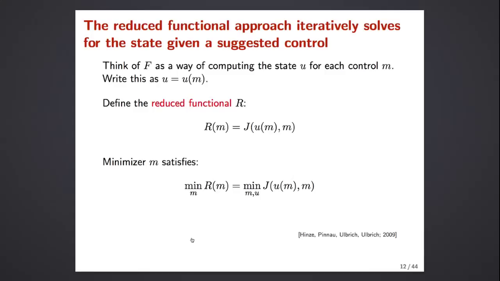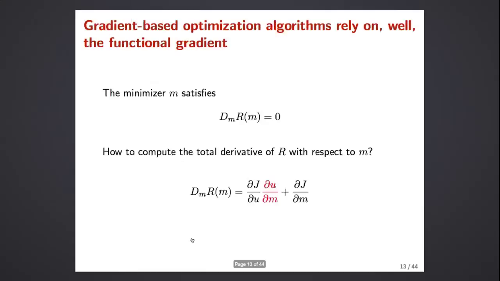Okay. And if we have a functional, or some kind of function, and we'd like to minimize it, we take the place where the derivative is zero, assuming that it does have a minimum, that there are no constraints, and so on. So we want to use a gradient-based optimization algorithm for solving this optimization problem. We rely on the functional gradient, that is the total derivative of R with respect to M. We want to set it to zero. Many efficient optimization algorithms are based on computing this gradient and then trying to find it. The question becomes, how do you compute this total derivative of R with respect to M?